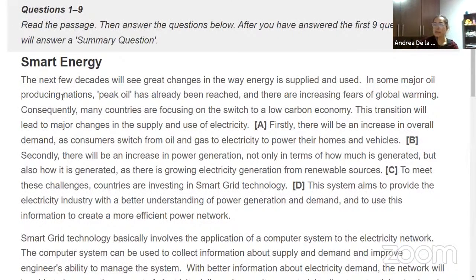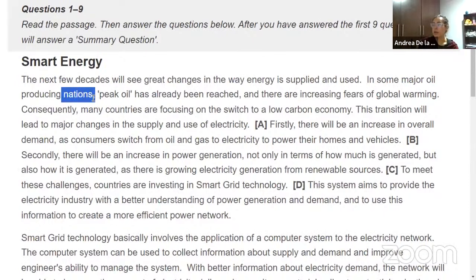And as you guys can see, it's in the second sentence, right? Look at how you have synonyms. You won't always have the exact same words. So instead of countries, you have the word nations, which is the same at the end of the day. So in some major oil producing nations, this is totally gonna be the keywords.